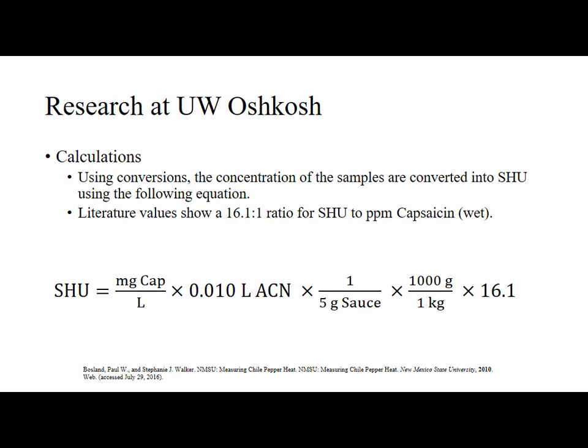So in order to perform our calculations, we took the calculated concentration of each of our capsaicin, dihydrocapsaicin, and internal standard, and we were able to put this in our equation here, which as you can see is based on a wet determination. It is also to be noted that this number here is from a literature value stating that capsaicin in the wet form in ppm can be in a 16.1 to 1 ratio for SHU. So that goes back to the question that I asked at the beginning of my presentation, is how do those relate?